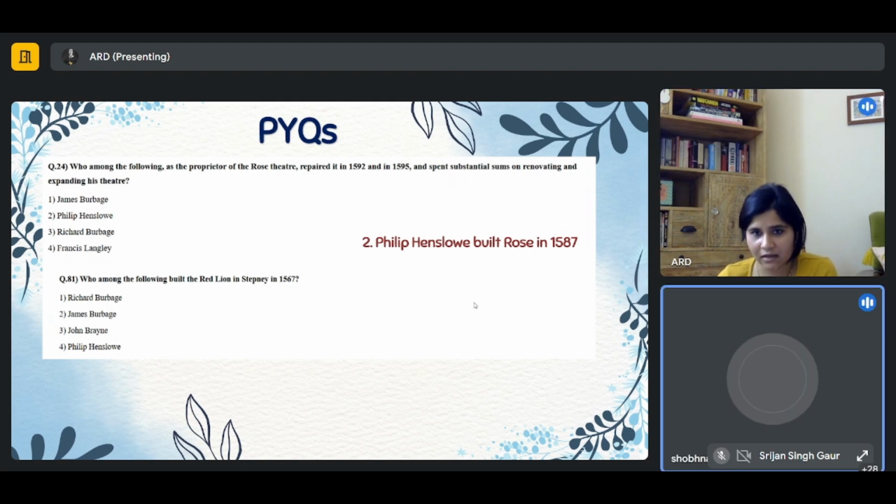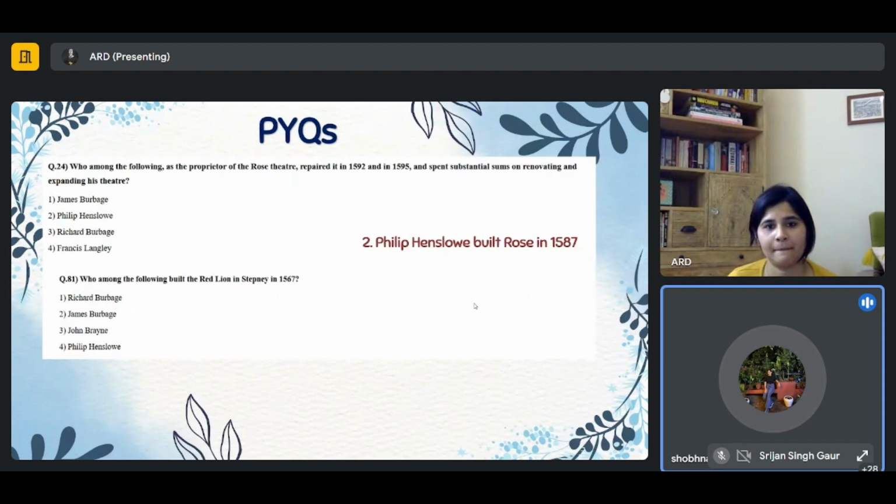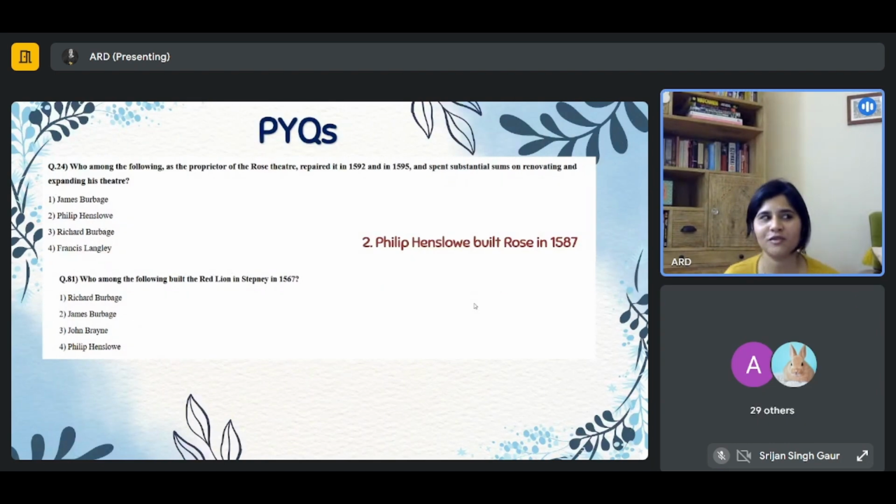Ma'am, Philip Henslow was the proprietor of the Rose, but Edward Alleyn joined him, right? So Edward Alleyn was not the owner of the Rose. Philip Henslow was. So major actors and the playwrights were also co-owners. They were investors. They got some of the profits. Like Shakespeare is not the official owner, but he was an investor. So from the Globe, Shakespeare earned a lot. Why did Shakespeare write so much? Because he was getting a profit share. So even Edward Alleyn, you can say he was a co-owner, but unofficially.